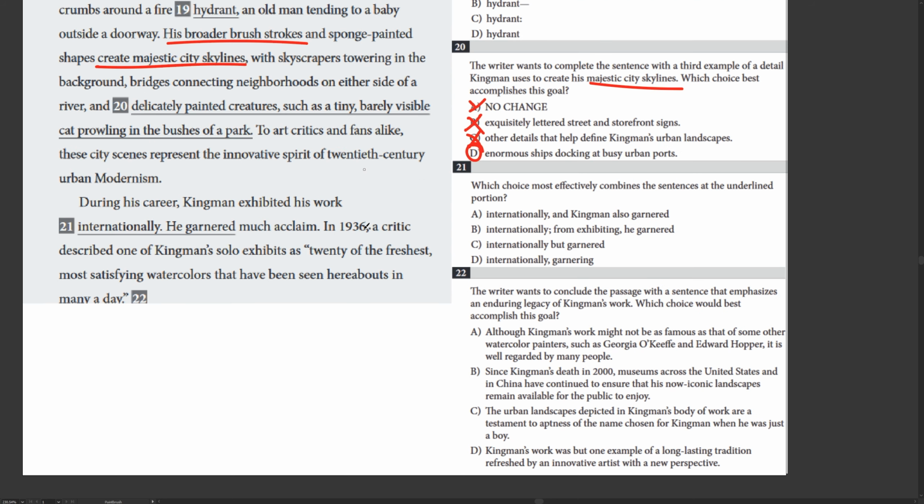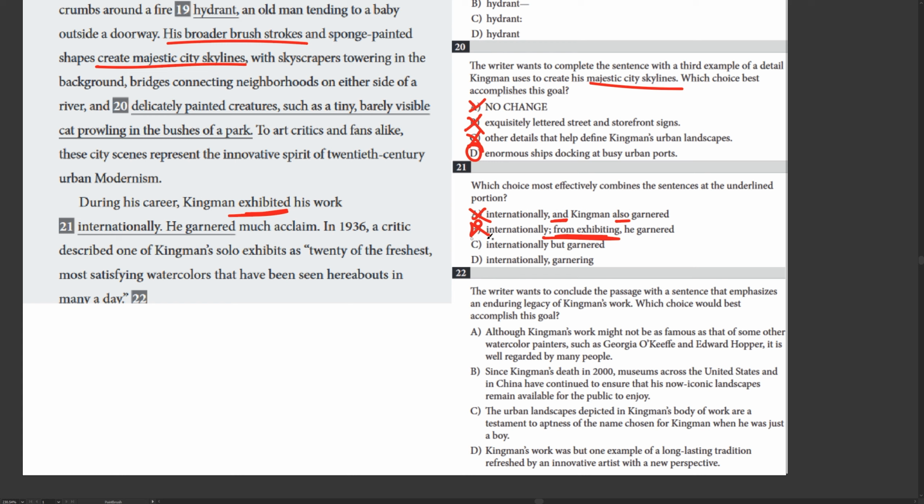Which choice most effectively combines the sentences at the underlined portion? During his career, Kingman exhibited his work internationally. He garnered much acclaim. So this second sentence is really, really short. What we could do is combine this and connect these two ideas. A is going to be incorrect because we have two repetitions and he also garnered. So that's like two ands in a sense. This middle part is also unnecessary because he already said exhibited in the first part of the sentence.